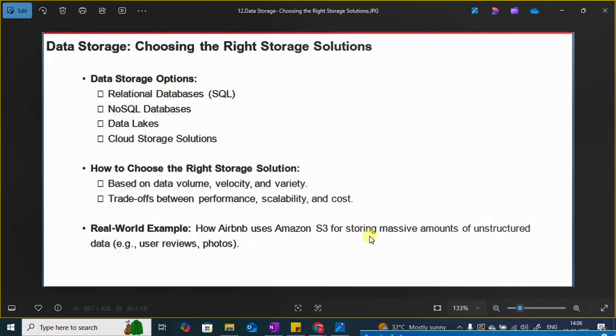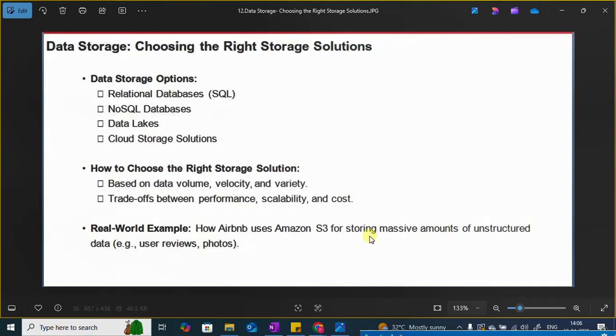When I say scalability, it's vertical scalability or horizontal scalability, both. Performance means high performance, medium performance, or low performance. Everything we have to take into consideration before choosing any software or product.